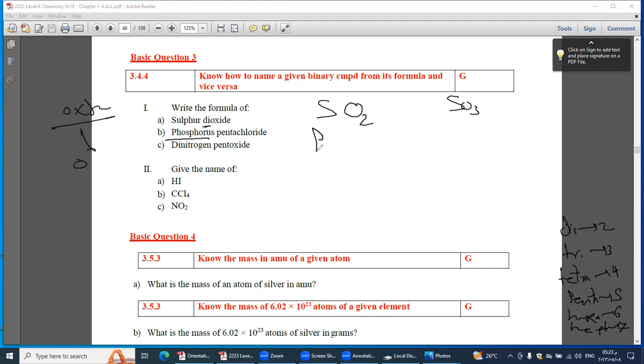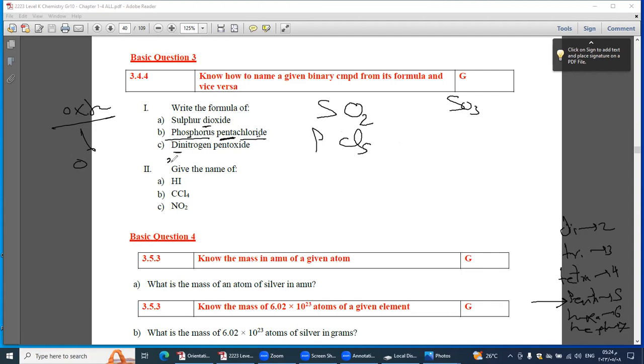Phosphorus P, chloride Cl. Any element must have "ide" at the end for the second element. So the first element stays as it is, sulfur, phosphorus, but "ide" for the second one. Okay, penta refers to 5, so the formula, yes, excellent, PCl5, not 4, you are right. Okay, so PCl5.